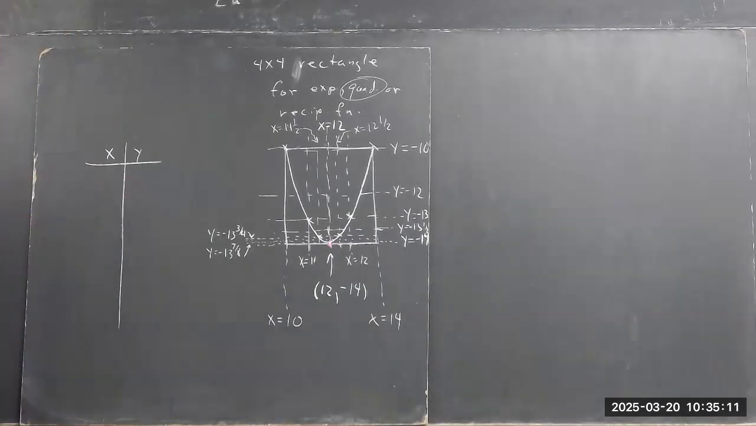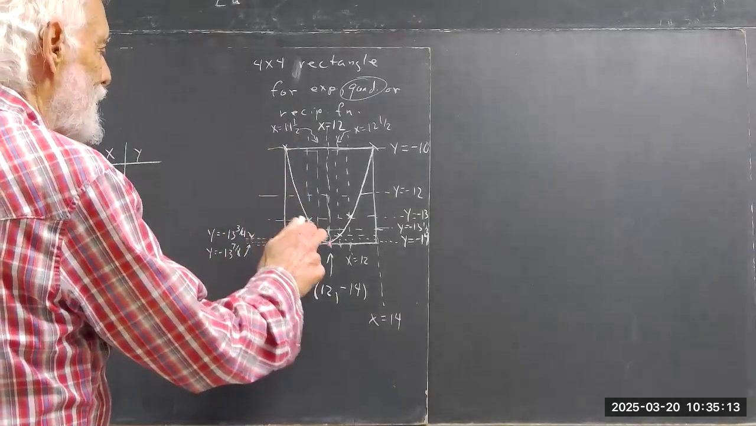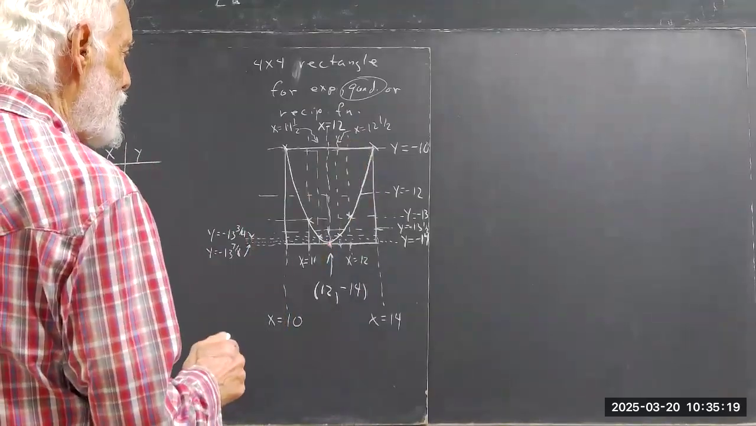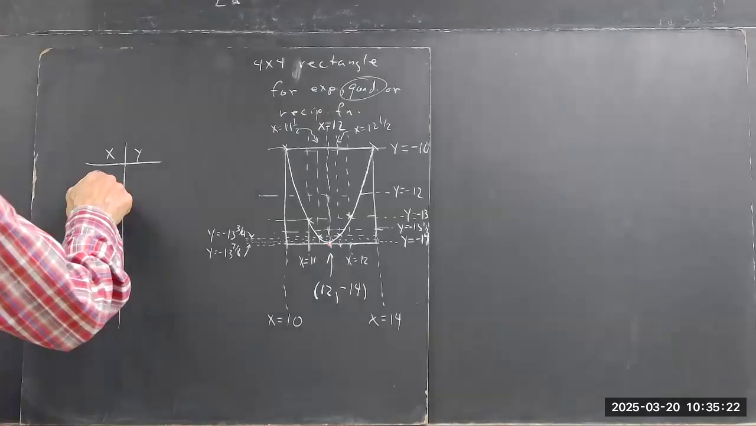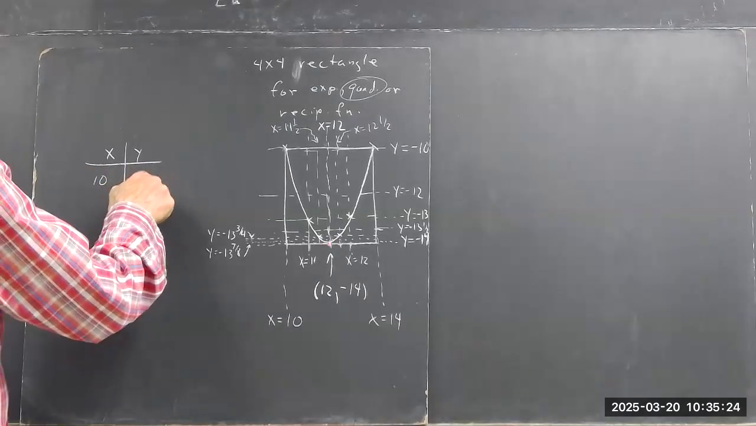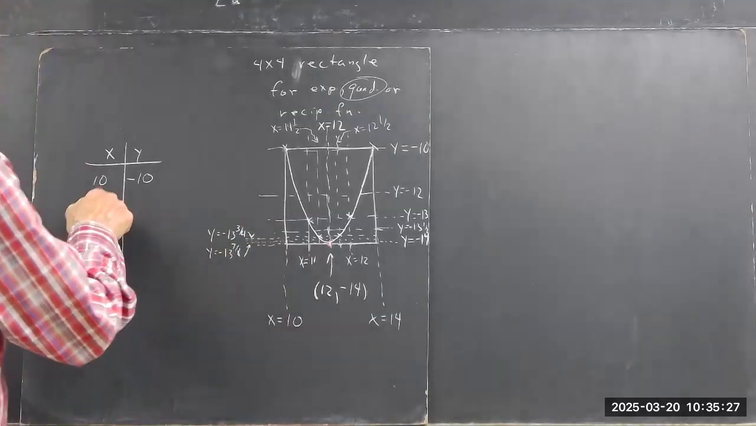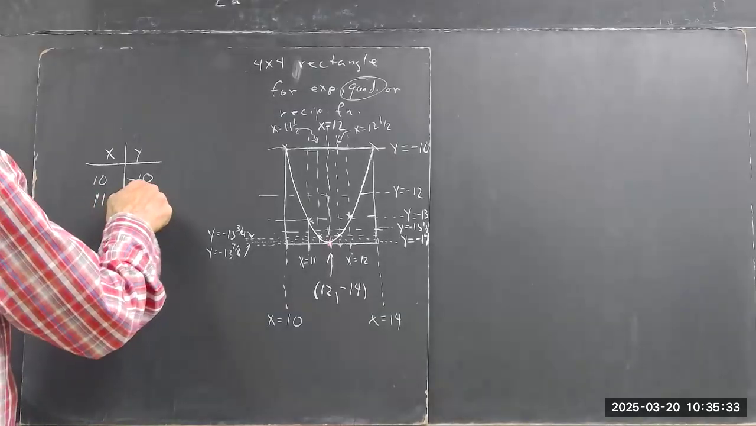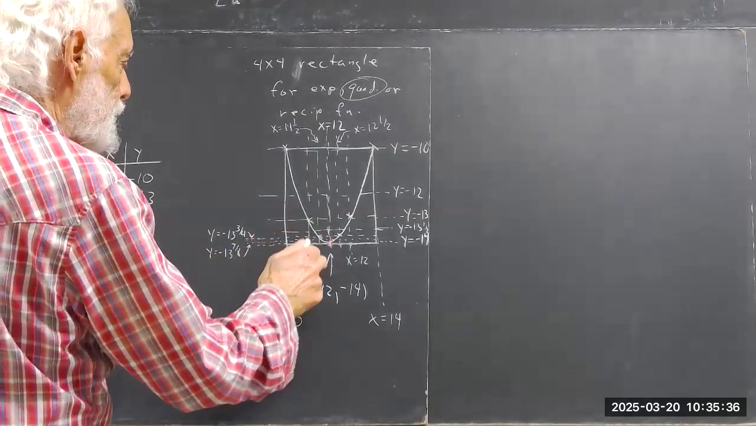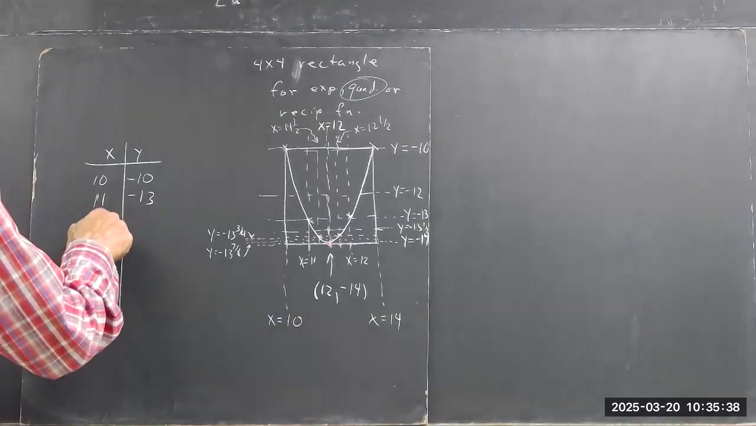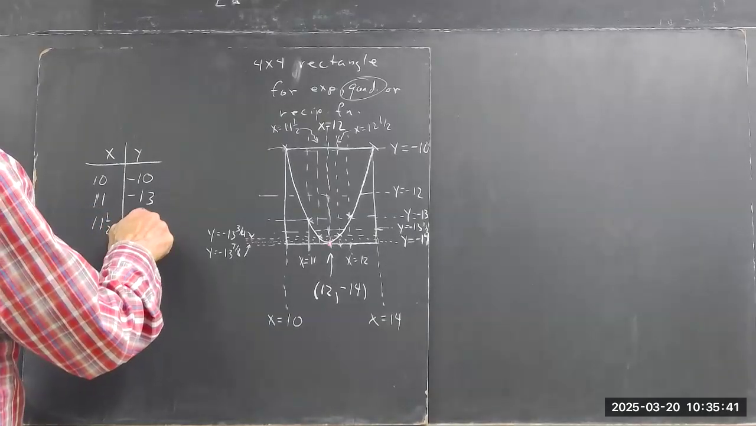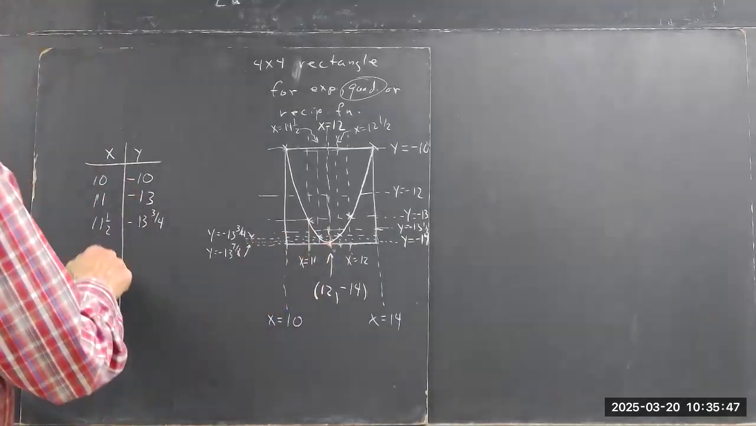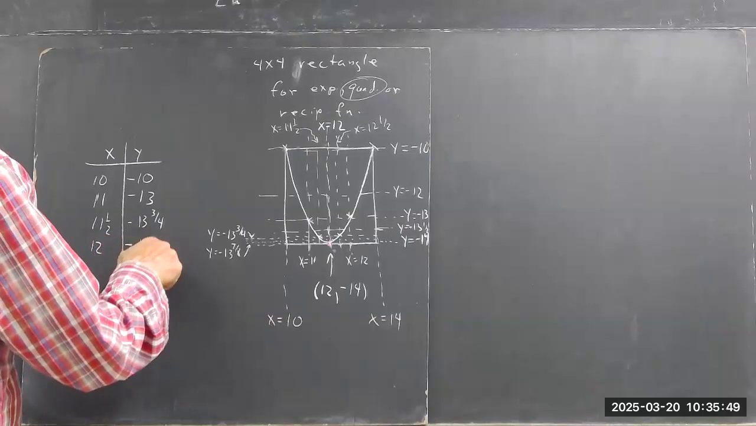All right, now we want to get the coordinates of the construction points, these 7 x's that I made on the graph. This point is at x equals 10, y equals negative 10. This point is at x equals 11, right there's a line x equals 11, and y equals negative 13. This point is at x equals 11 and a half, and negative 13 and 3/4. The red dot is the next point, that's at 12, negative 14.